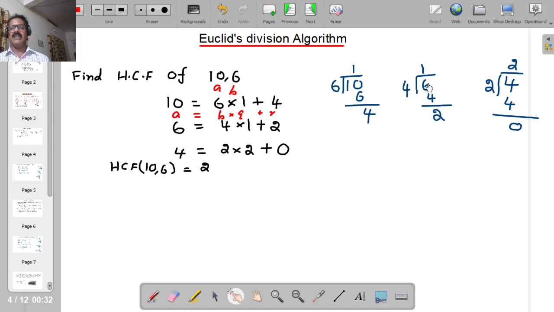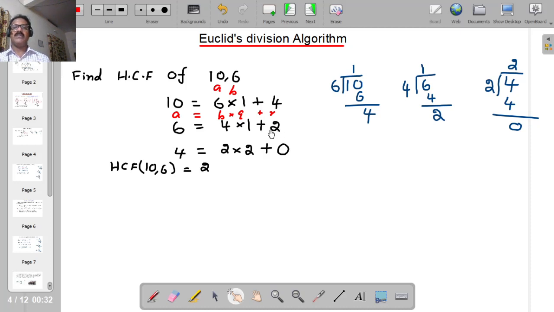So we will divide 6 by 4, giving quotient is equal to 1 and remainder is equal to 2. Now 6 is expressed as 6 is equal to 4 times 1 plus 2. It is of the form A is equal to B times Q plus remainder. Here A is equal to 6, B is equal to 4, Q is equal to 1 and R is equal to 2. Here also we have seen that the remainder is not equal to 0. So we will again apply the Euclid's division lemma to 4 and 2, taking A is equal to 4 and B is equal to 2.